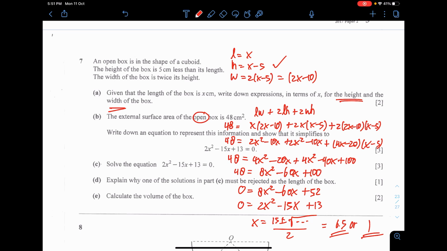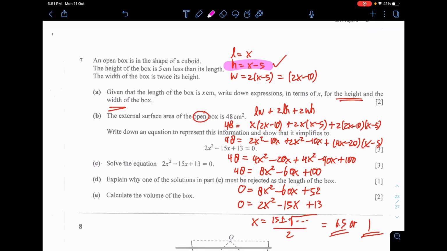So is there anything wrong? Yeah, there is. Look at the height. The height is x minus 5. If I pick x to be 1, I'll get 1 minus 5, which is negative 4. The height cannot be a negative number. So you're gonna reject the 1. The 6.5 is the good answer that you're gonna take. Yeah, and with that you can find the volume of the box.